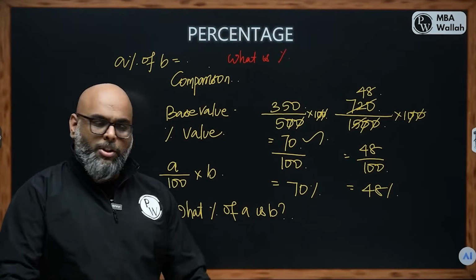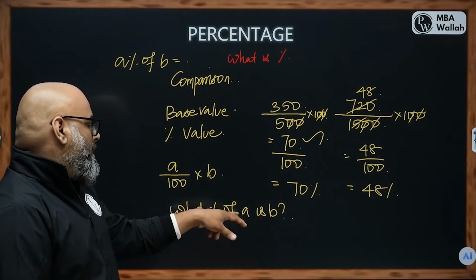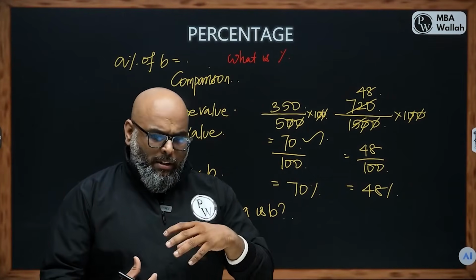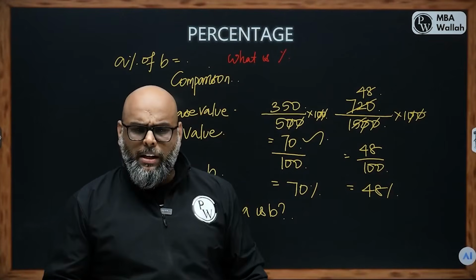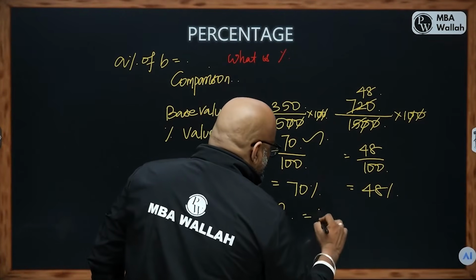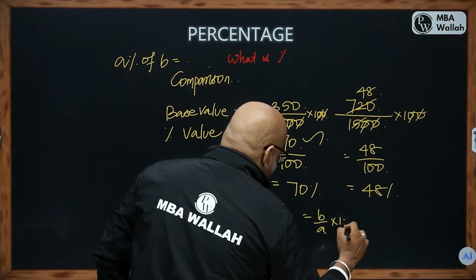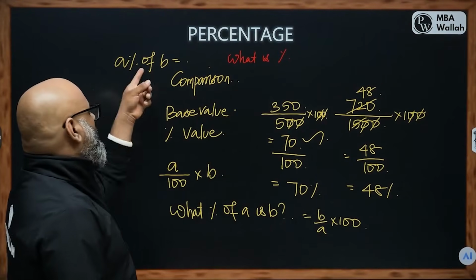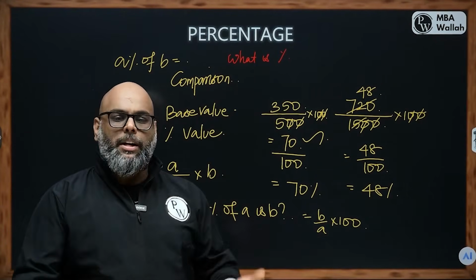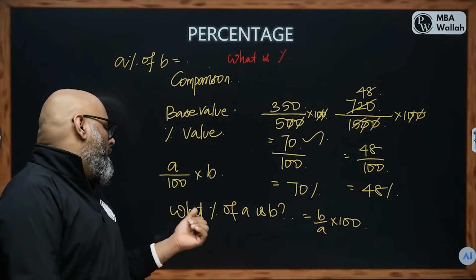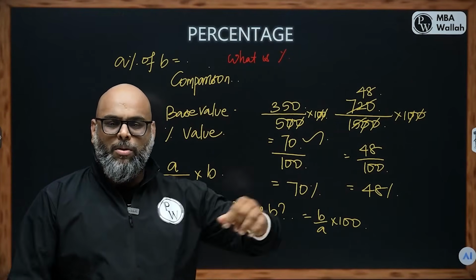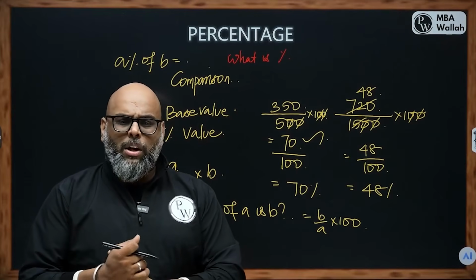The meaning of the question changes. So they are asking us what percentage of A is B. So B is some part of A. So what percentage is that? Here you write it as B by A into 100. Here the question will be, what is A percentage of B? Here, what percentage of A is B? So you have to read the question clearly while solving them.